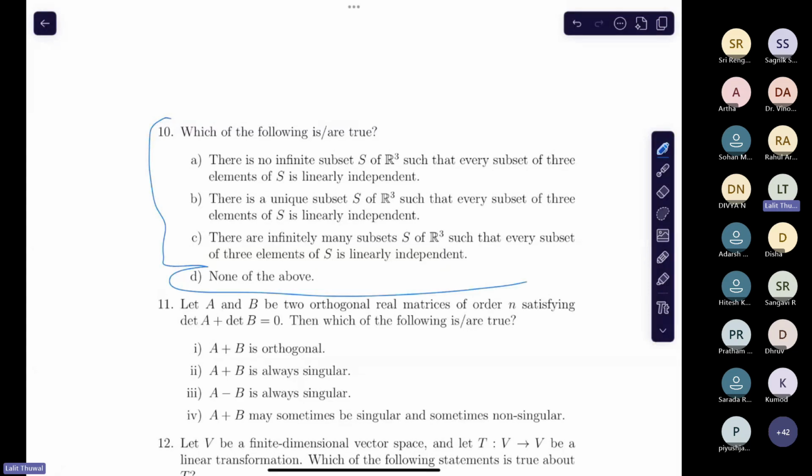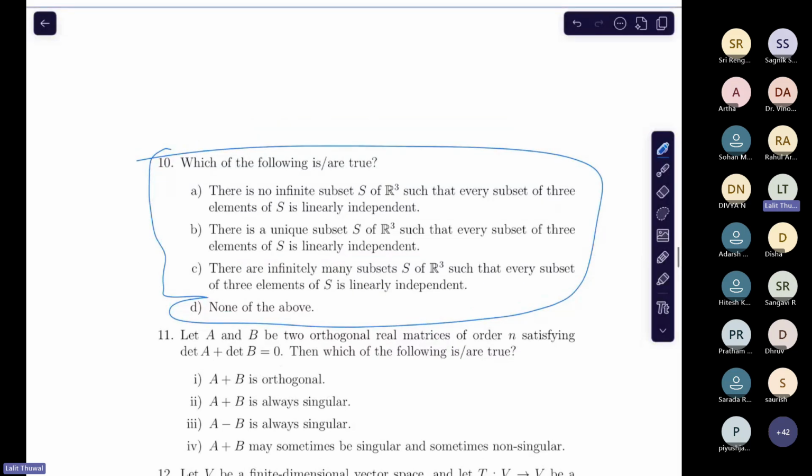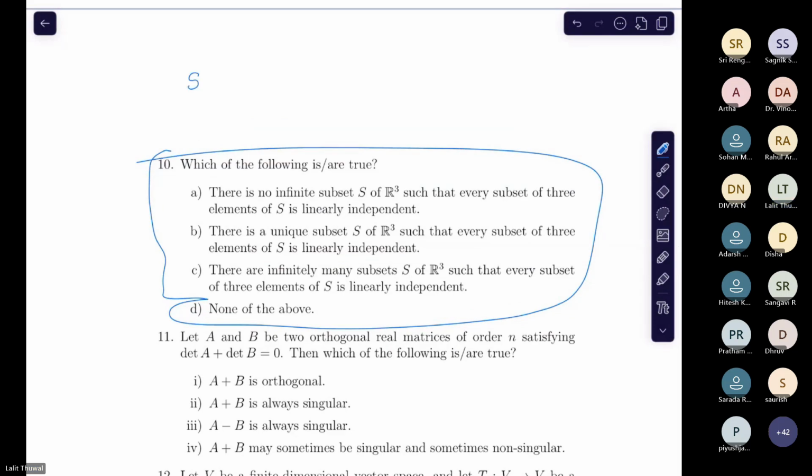Okay, 10. So what is the correct answer for this? Sir, C. Okay, there are infinitely many subsets S of R cube such that every subset of 3 elements of S is linearly independent. So give me the infinitely many subsets. Give me one infinite subset, then immediately you will find infinitely many. Give me one. Sir, A was the correct option. No, there is no infinite subset S of R cube such that every subset of 3 elements of S is linearly independent.